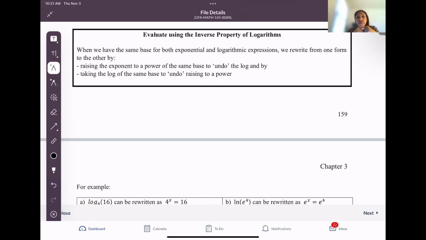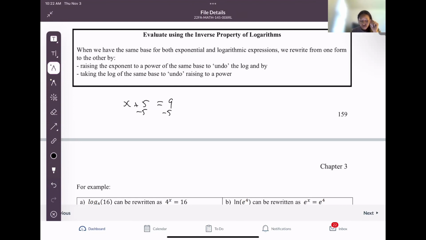If you had a problem where you had like x plus 5 equals 9, you would solve this by doing the opposite. You added 5, so you would subtract 5 from both sides. Okay, to undo a logarithm, you use exponents. To undo an exponent, you use logarithms.